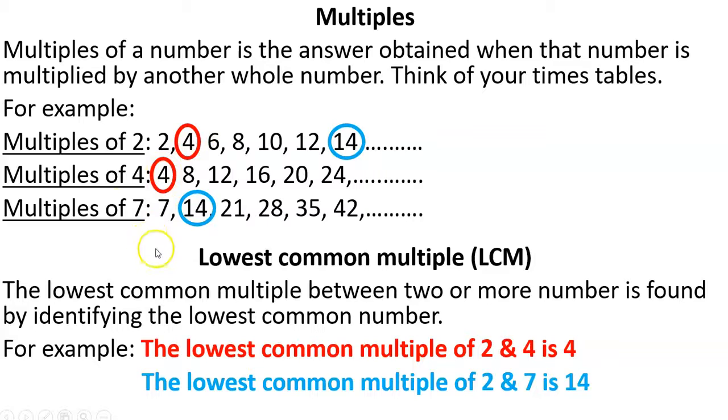And another example, what's my lowest common multiple of 2 and 7? Well, I can see that 14 is the lowest common multiple between 2 and 7. Now, there are going to be more multiples. For example, I know that 28 is a multiple of 2 and 7, but the lowest one that's common to both is 14. And that's going to help us when we're trying to determine lowest common denominator.